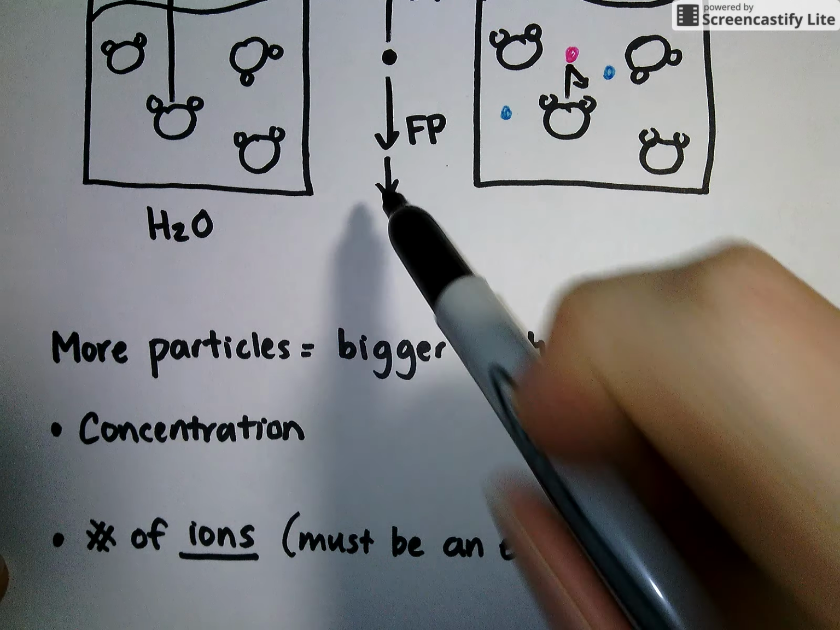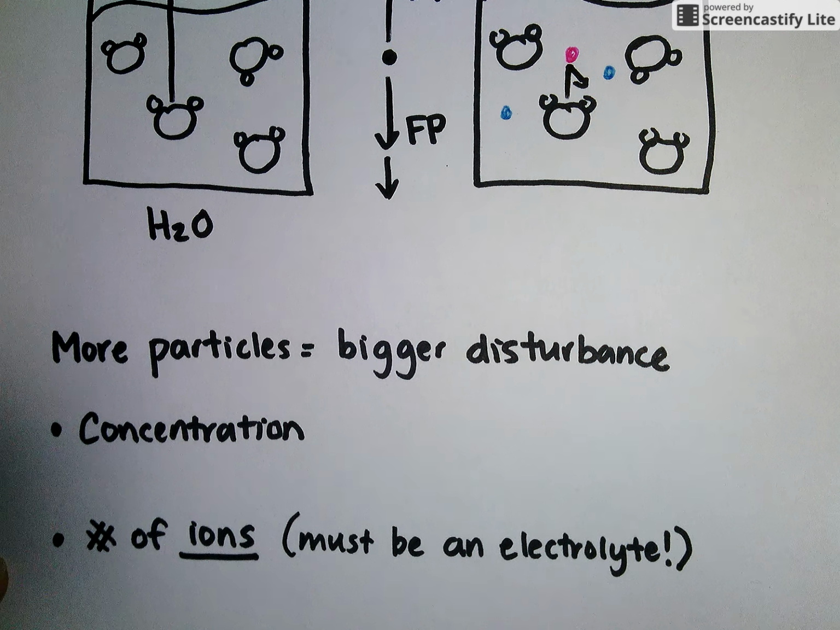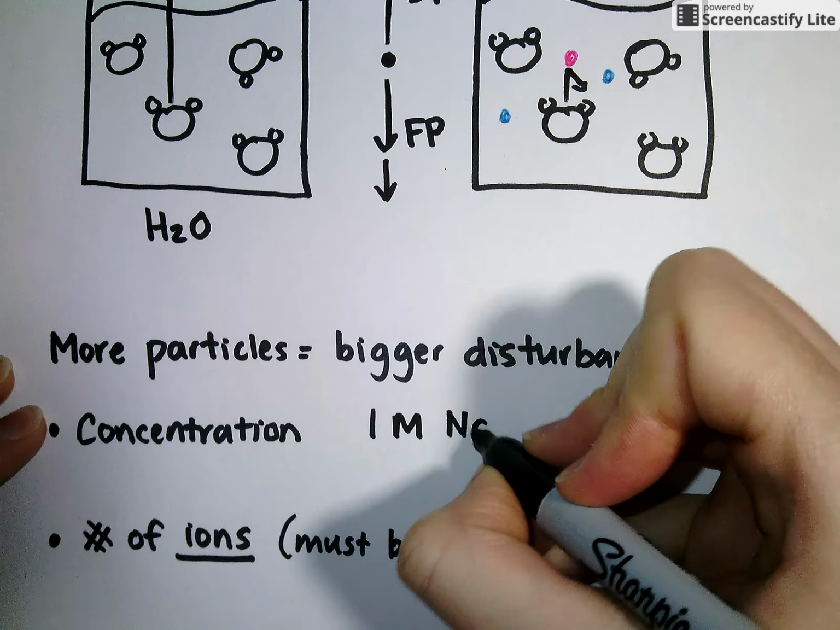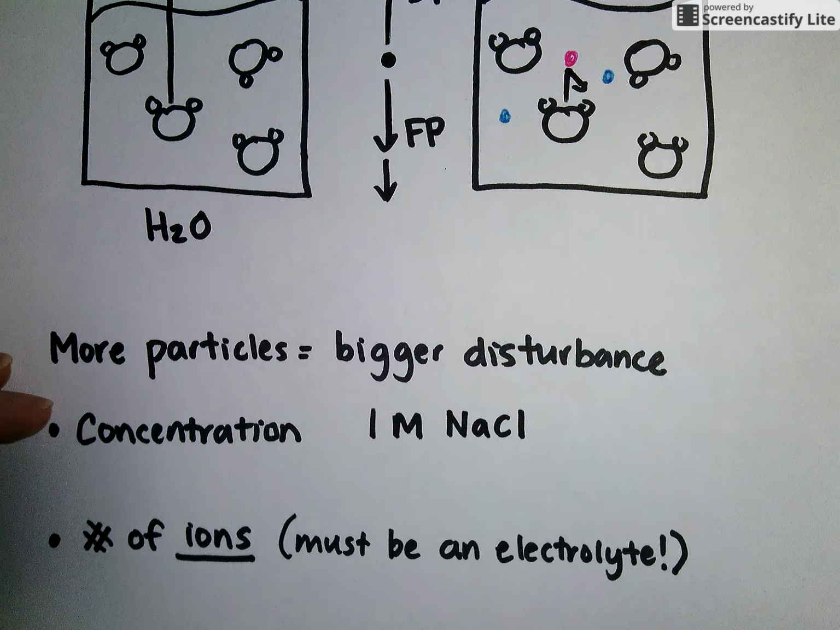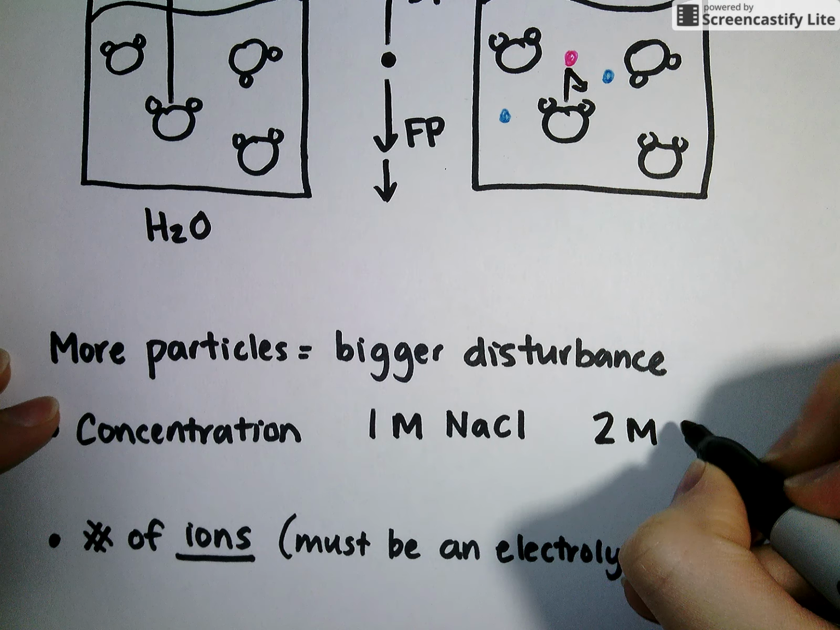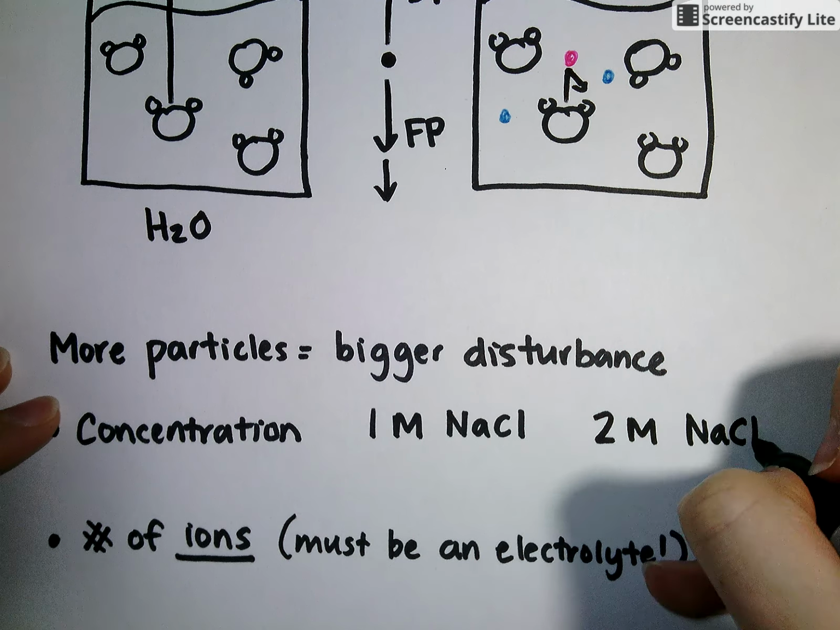If you want to create a bigger disturbance in boiling and freezing point, you can do it one of two ways. Let's say we've got NaCl. If I dissolve enough NaCl in water to create a 1 molar solution, we know we're going to knock the freezing point down a bit. But if I dissolve enough salt to create a 2 molar NaCl solution, that's going to knock the freezing point down even more, because concentration is just a representation of how many particles you've dissolved in water.